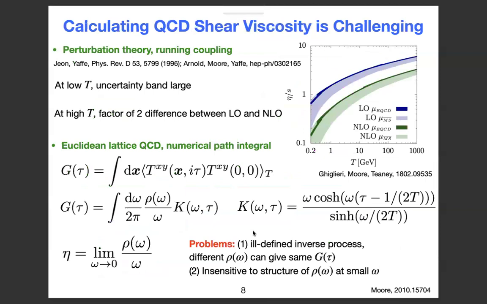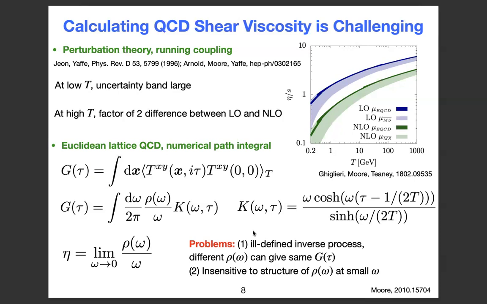Okay, but that is experimental extraction or AdS/CFT calculation. How about calculating shear viscosity in QCD? It actually turns out to be very challenging. For example, we can try perturbation theory, and we know that at a sufficiently high temperature, the running coupling becomes smaller, and we should be able to use perturbation theory there.